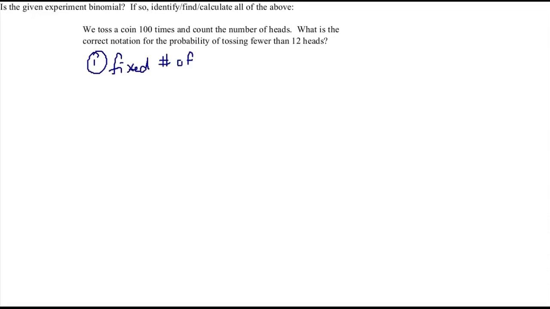Does this experiment have a fixed number of trials? How many times do we do whatever it is we're doing? Yeah, it's got a fixed number of trials because our n, our number of trials, is 100. It tells us that. Flip a coin 100 times, fixed number of trials.